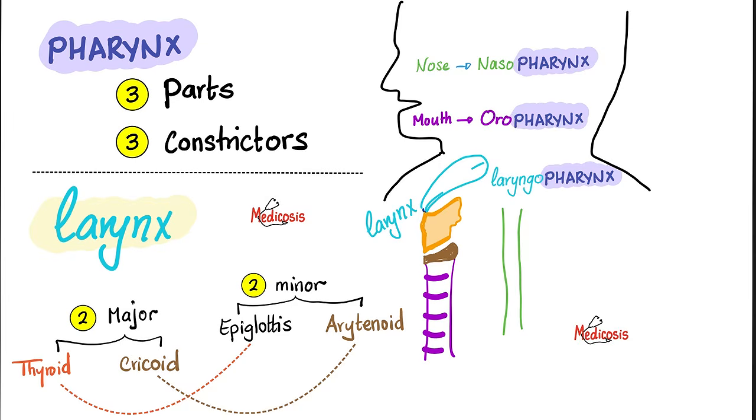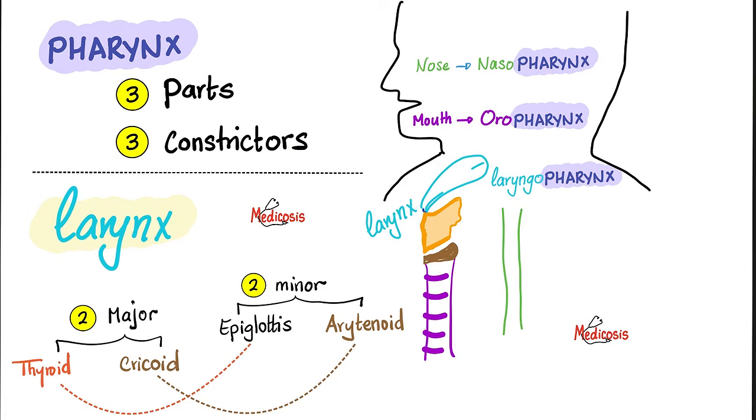Let's start with the basic non-negotiables. All of this is your pharynx. Behind your nose, it's called nasopharynx. Behind your mouth, it's called oropharynx. Behind your larynx, it's called laryngopharynx. If you continue down the pharynx, you find the esophagus. But down the larynx, you find the trachea. The trachea starts at the cricoid cartilage, and the cricoid cartilage is part of the larynx. But back to the pharynx. The pharynx has three parts: nasopharynx, oropharynx, laryngopharynx. It has three constrictors: superior pharyngeal constrictor, middle pharyngeal constrictor, and inferior pharyngeal constrictor muscle.